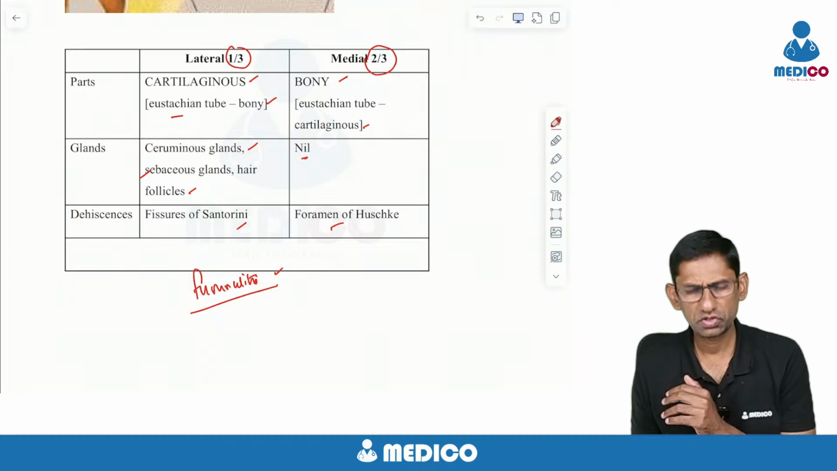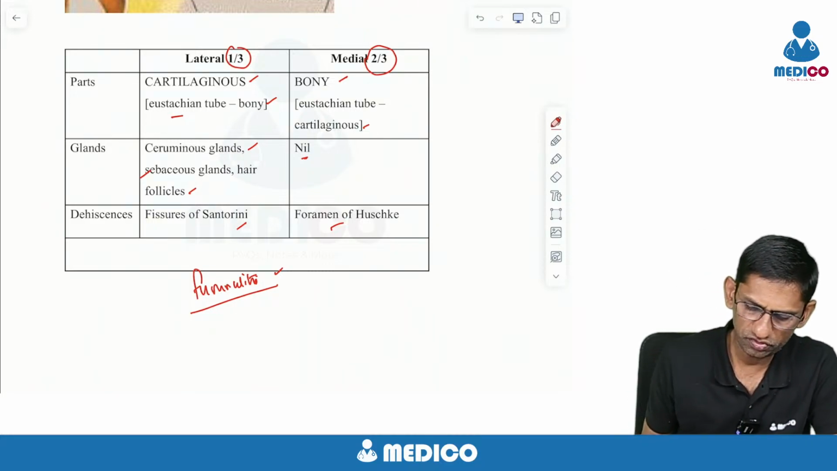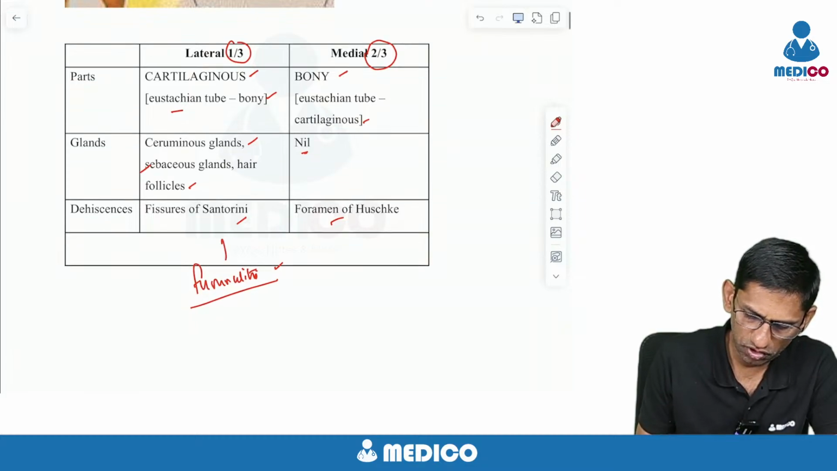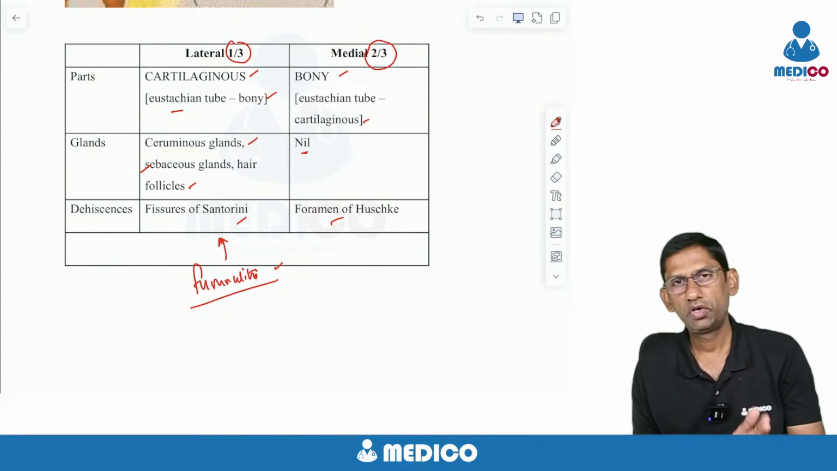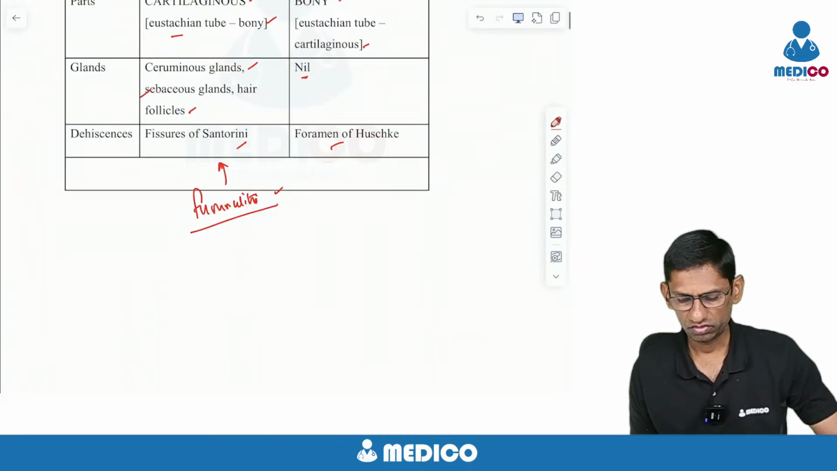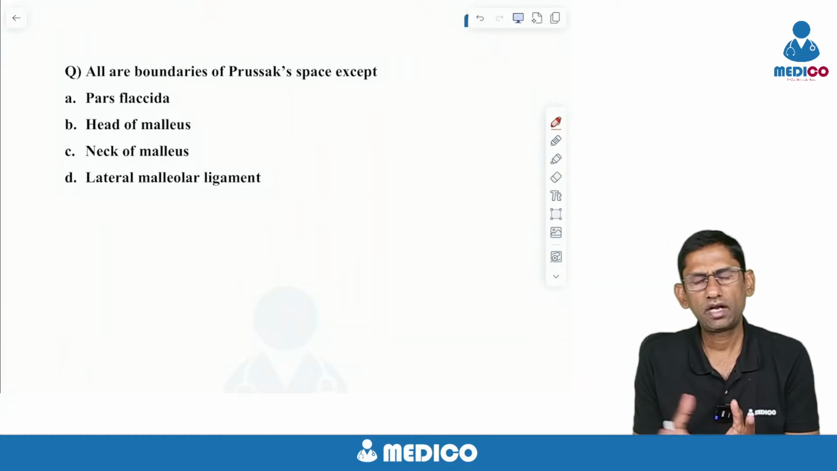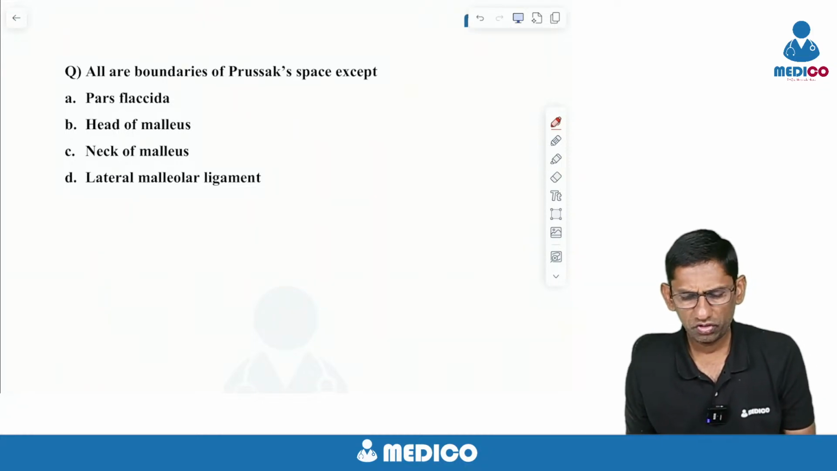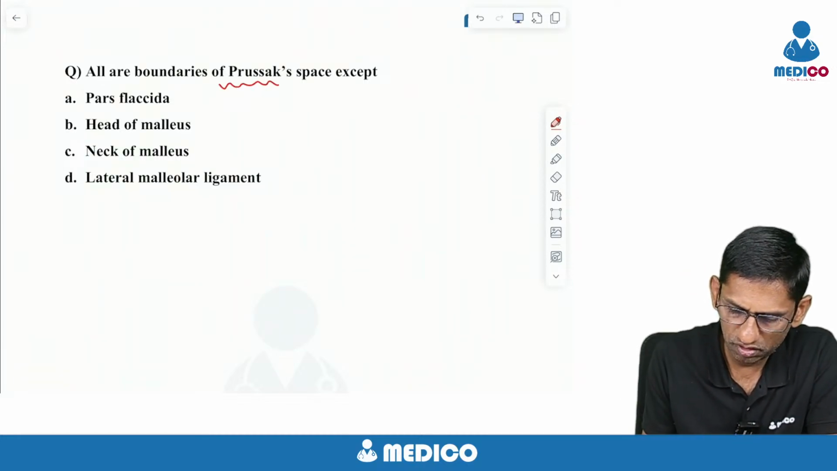In which part of the external meatus will you get furunculitis? Because these furuncles are infections of the hair follicles, and obviously the hair follicles are situated in the cartilaginous part, this furunculitis happens only in the lateral 1/3. It will not be seen in the medial 2/3 of the external meatus. Coming to the tympanic membrane and the middle ear.